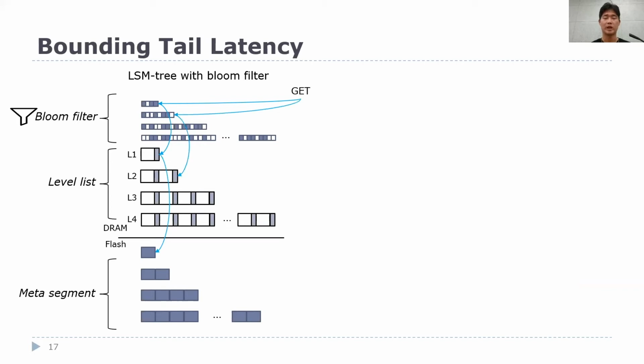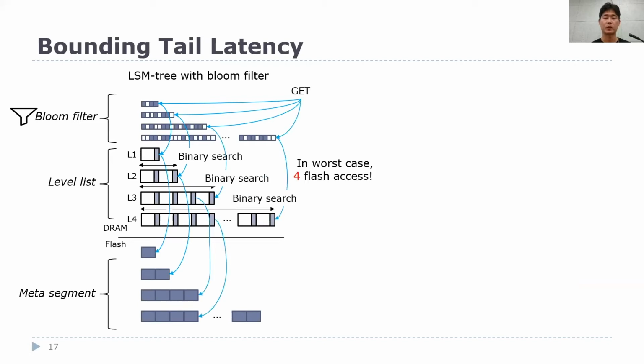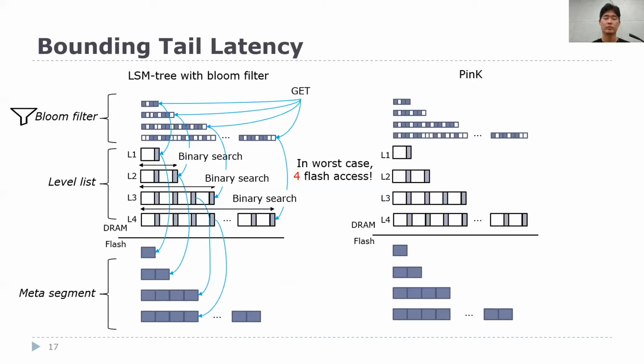With a level list with many entries, the meta segment which may hold the target key is found using binary search. This process goes on until the target key value pair is found. As mentioned in the introduction, the flash is to be accessed for all the levels of the LSM tree except level 0. Therefore, PinK does not use Bloom filter.